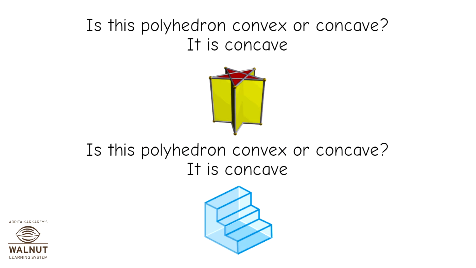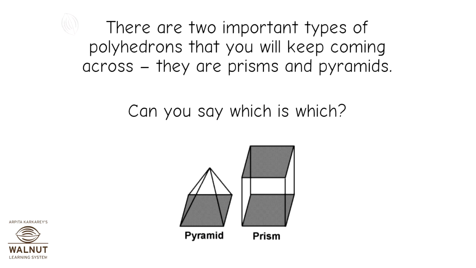Is this polyhedron convex or concave? It is concave. Is this polyhedron convex or concave? It is concave. There are two important types of polyhedrons that you will keep coming across. They are prisms and pyramids. Can you say which is which? Yes, the left one is a pyramid and the right one is a prism.